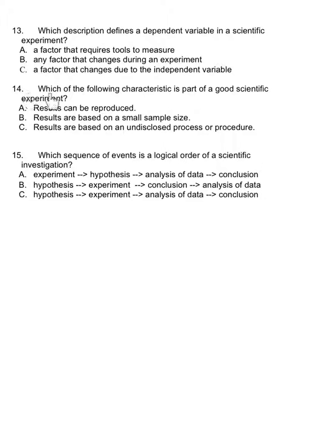Number 14. Which of the following characteristics is a part of a good scientific experiment? A. Results can be reproduced. B. Results are based on a small sample size. C. Results are based on an undisclosed process or procedure.